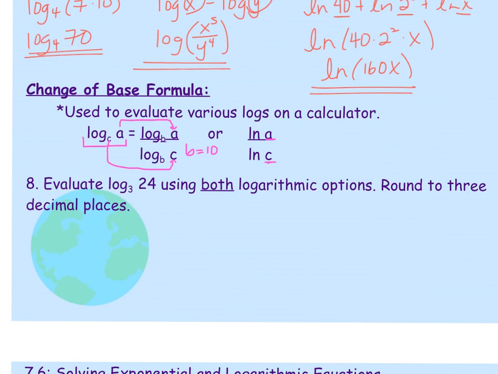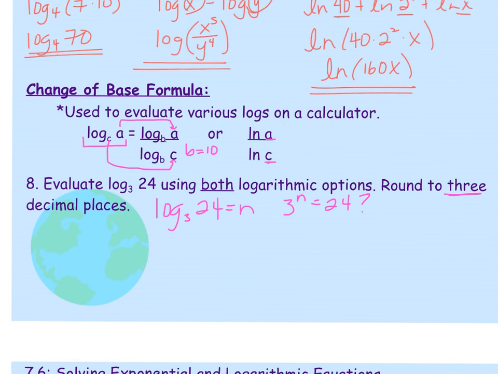All right, I'll show you what this looks like. Grab a calculator because you're going to want to enter this in. It says evaluate log base 3 of 24 using both logarithmic options. Round to 3 decimal places. Back earlier in 6.4, when we evaluated logarithms using the power chart, we set this equal to n and converted to exponential. So 3 to what power equals 24? There really isn't anything on the power chart that helps us here. This is why the change of base formula can help us approximate this solution.